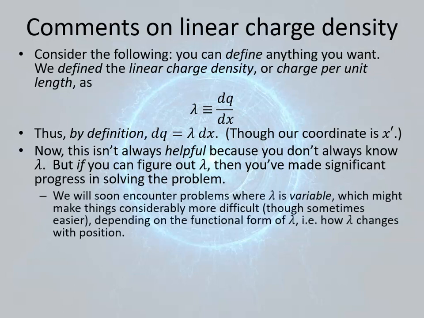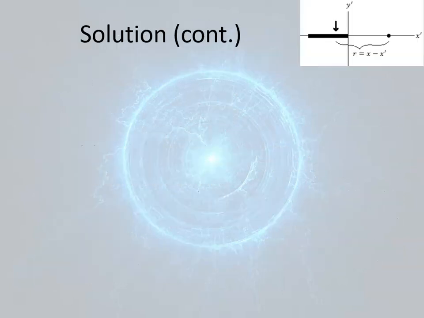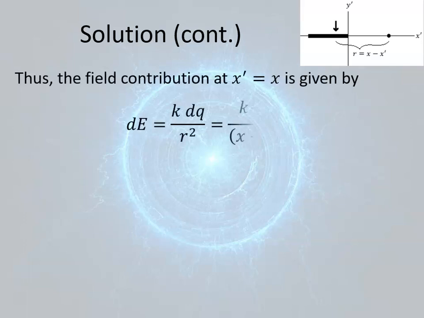So, in other words, pretty soon we're going to encounter a situation where lambda itself is a variable. So we're going to be plugging in dq is equal to lambda dx, but lambda, being a variable, is going to have some sort of functional form. It's not just going to be a constant, which means you won't be able to pull it out of your integral necessarily. In this problem, though, you will be able to. In fact, that's just Q over L, which we're going to just plop right out of the integral. Okay, so back to the problem.